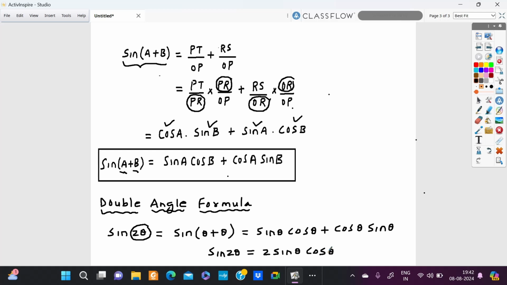In my next video, I will do the proof of cos(A+B), with just the same argument. Likewise, we will prove sin(A-B) and cos(A-B).